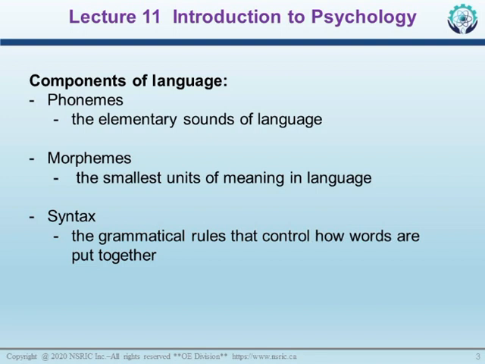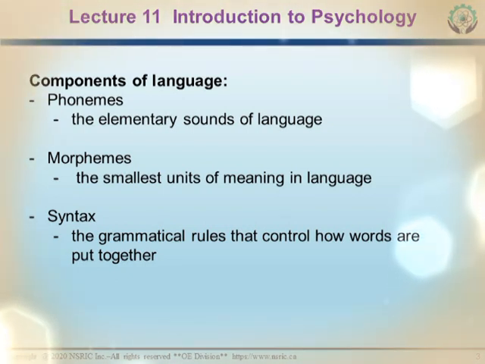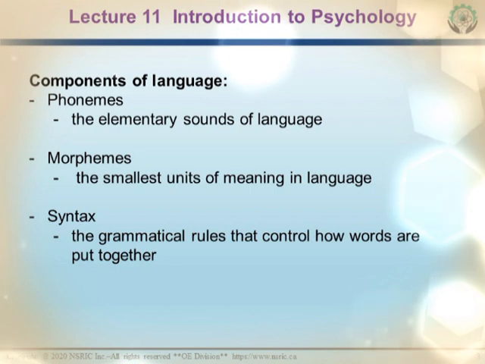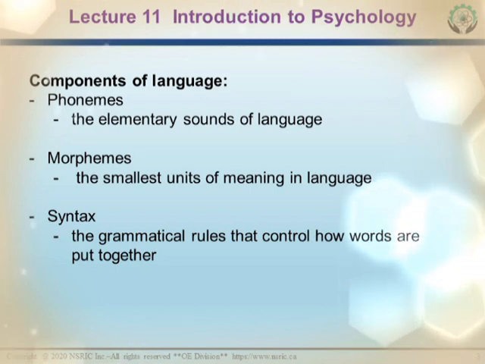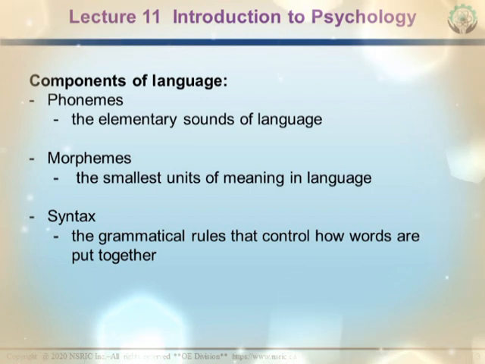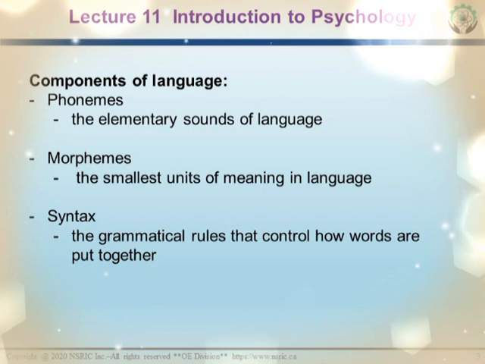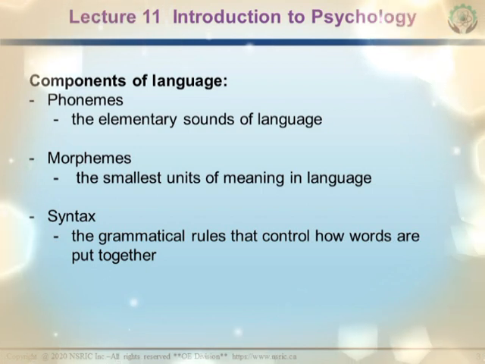So in summary, while phonemes are the smallest unit of sound in language, morphemes are the smallest units of meaning. And syntax is the set of rules of a language by which we construct sentences. And the interpretation of words changes as a function of the context in which they are spoken.